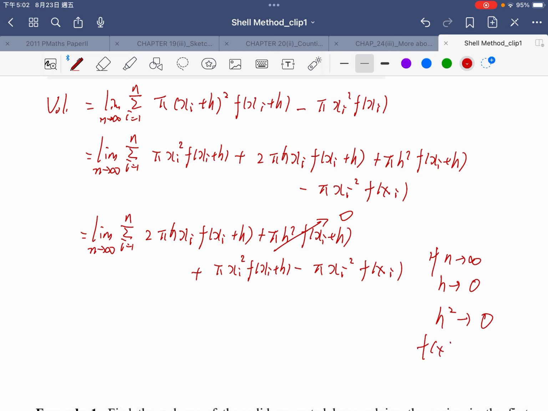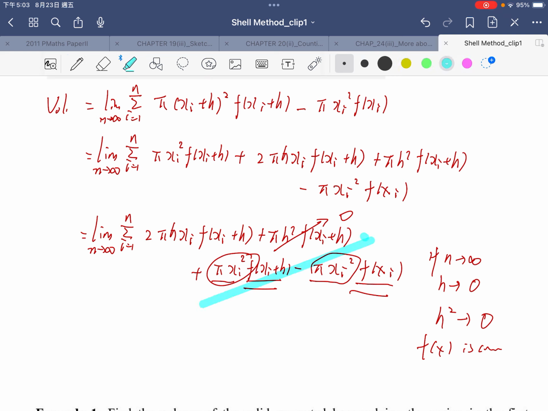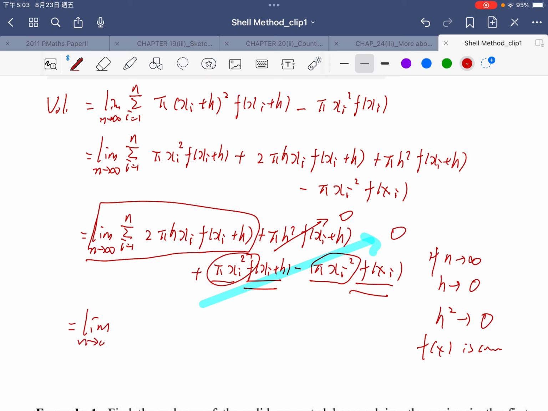On the other hand, f(x) is continuous. Therefore, after factorizing this term outside, this minus this one should be 0. Therefore, these two terms also cancel, and finally we only get this one: the limit as n tends to infinity of the summation from i equals 1 to n of 2 pi x_i f(x_i plus h).